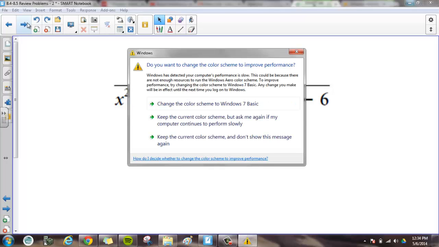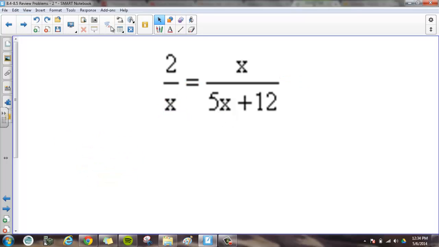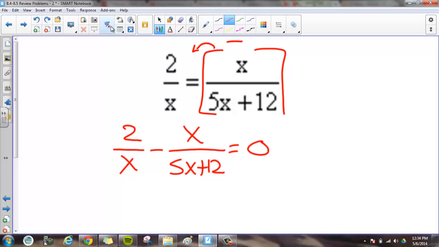Now, I'm going to skip this one right here. We'll come back to this one. Again, I do not want to change it. And then we're going to do this one right here. We're going to do this one the same exact way. Remember, the first thing we want to do is get this right here equal to 0. So we're going to take this and move it to this side by subtracting it. And when I do that, I get 2 over x minus x over 5x plus 12 equals 0.